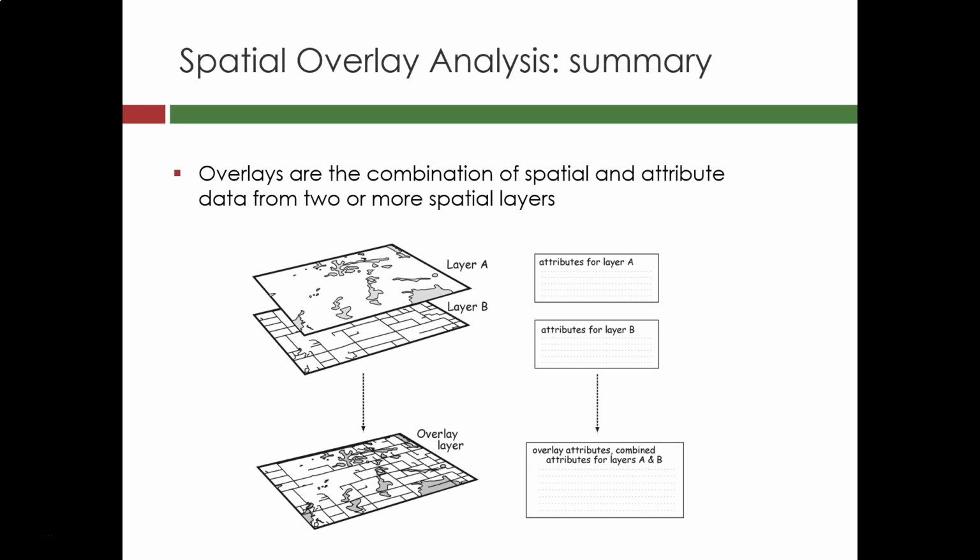So a quick summary of spatial overlay analysis. Overlays are the combination of spatial and attribute data for two or more spatial layers. In this example, we have attributes from layer A and attributes from layer B, and when they are added together, we have overlay attributes that combine A and B.